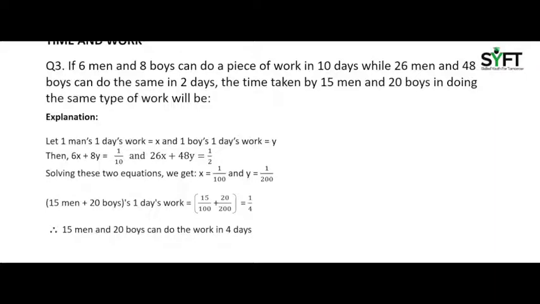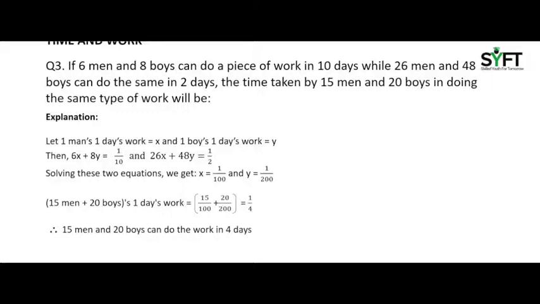Question 3. If 6 men and 8 boys can do a piece of work in 10 days, while 26 men and 48 boys can do the same in 2 days, the time taken by 15 men and 20 boys in doing the same type of work will be. So you have to find out that. So you have to explain.